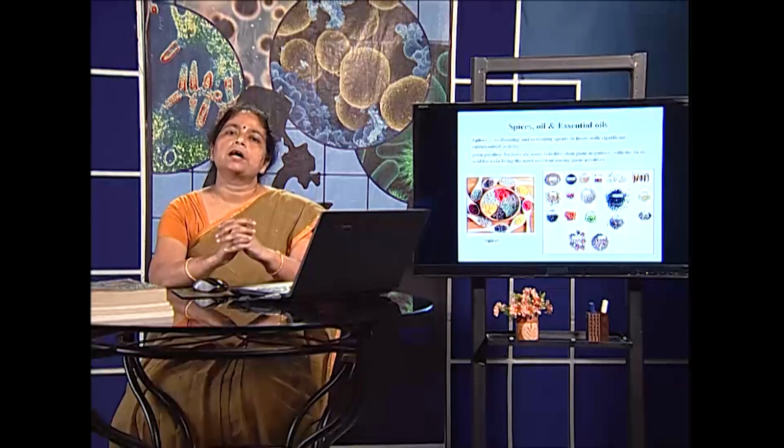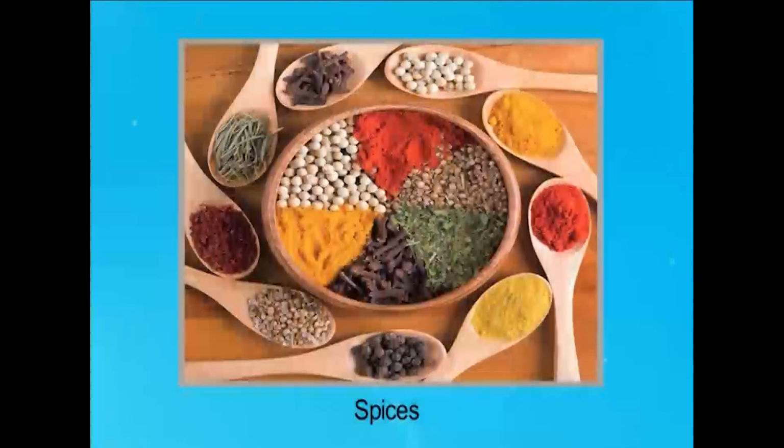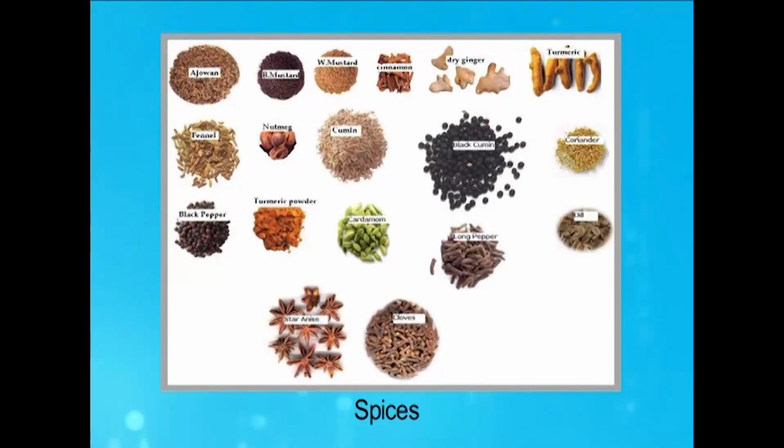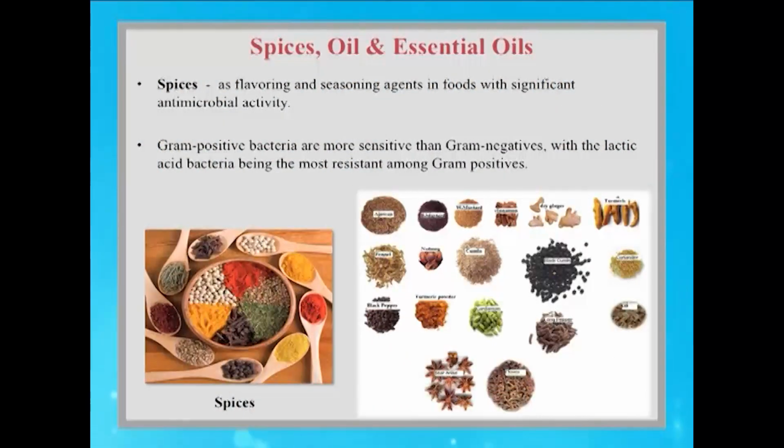After smoke, we have other natural preservatives, which are spice, oil and essential oil. Now, spices are used in our daily cooking process. For example, we have cumin, coriander, turmeric, pepper, cardamom. All these spices help in the preservation of food because they have got antimicrobial activity. Now, these spices are able to inhibit the gram-positive bacteria. However, the lactic acid bacteria are not inhibited, and the gram-negative bacteria are not sensitive to this type of preservatives.